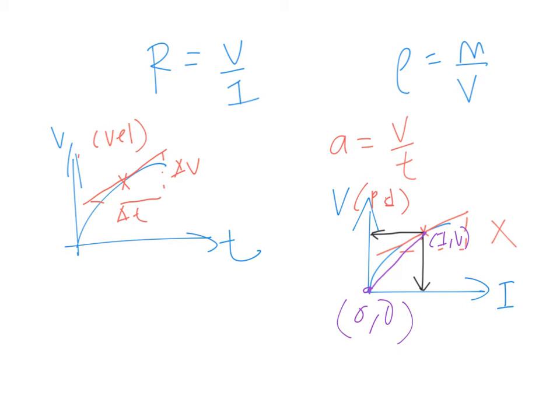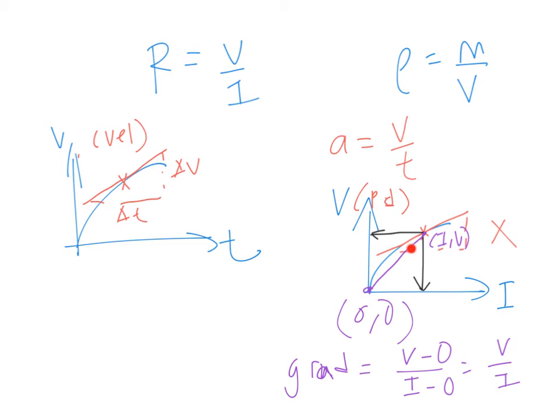So the gradient of this line will be equal to V minus 0 over I minus 0. Isn't it the same as the ratio of V to I? So in other words, the ratio of V to I, which is the correct way of doing it, is to take this value over this value, right? It is also equal to the gradient of the line drawn from the origin, not the tangent.